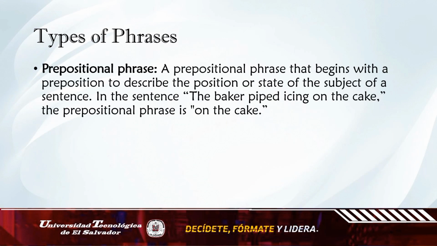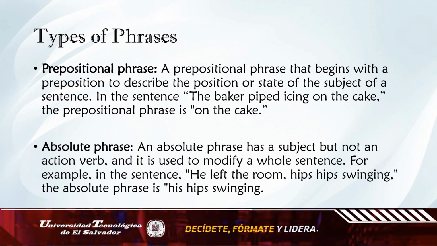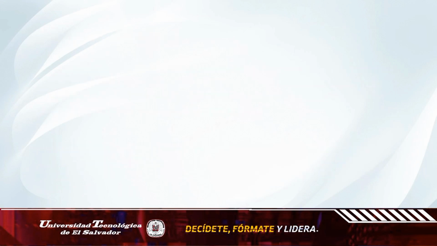7. Prepositional phrase. A prepositional phrase begins with a preposition to describe the position or state of the subject of a sentence. In the sentence "the baker piped icing on the cake," the prepositional phrase is "on the cake." 8. Absolute phrase. An absolute phrase has a subject but not an action verb, and it is used to modify a whole sentence. For example, in the sentence "he left the room, his hips swinging," the absolute phrase is "his hips swinging." Now it's time to understand what a clause is.